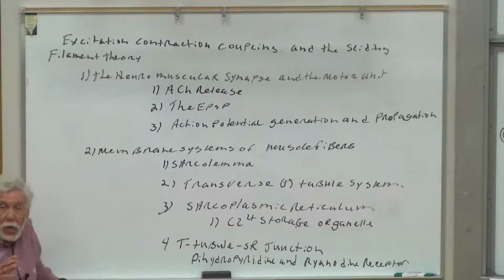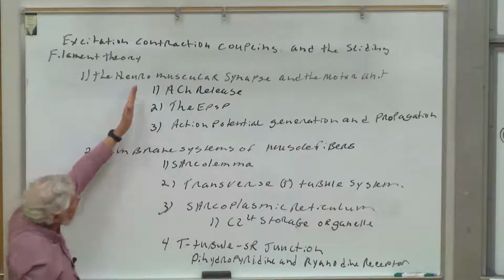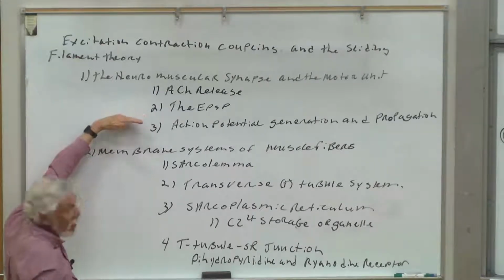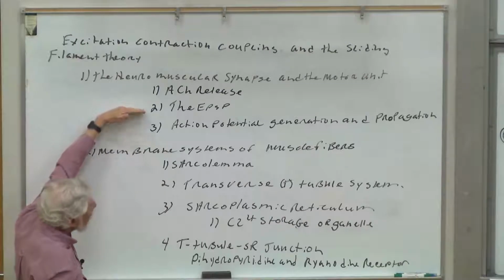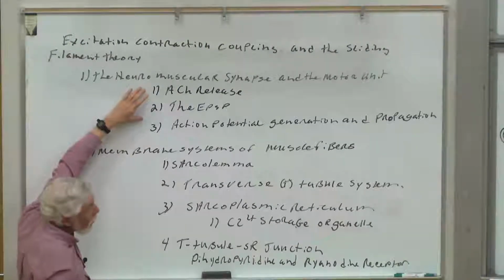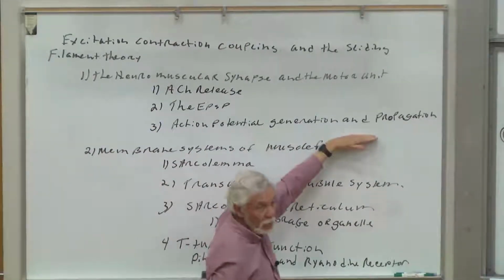I'll first show a slide for a motor unit, and then I'll quickly describe what we've already talked about in terms of acetylcholine release, the excitatory postsynaptic potential, and how the excitatory postsynaptic potential, generated from the opening of these ligand-gated ionotropic channels, will then generate an action potential.